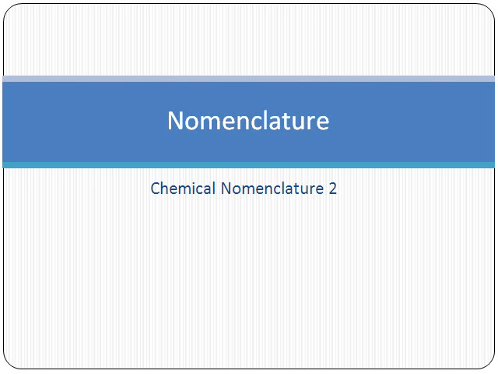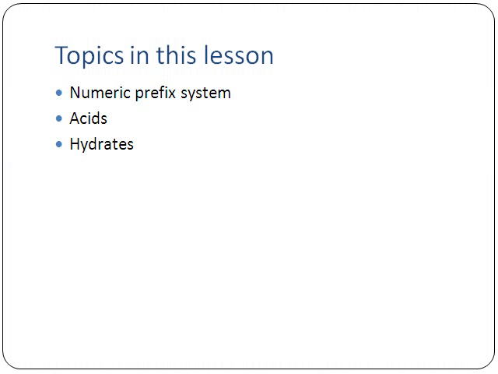Our next lesson will be on Chemical Nomenclature 2. The topics that we are going to cover in this lesson are the numeric prefix system. We're going to talk a little bit about acids, and we're going to discuss hydrates. And so let's first talk about the numeric prefix system.